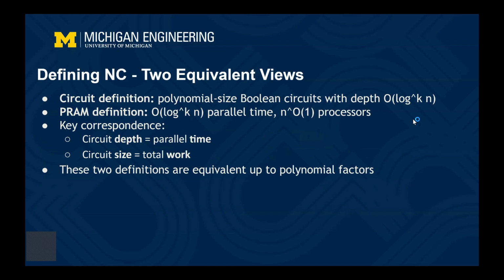NC has two equivalent formal definitions, and understanding both is useful. From the circuit side, we think of a problem as being computed by a family of Boolean circuits, one per input length, where the depth is polylogarithmic and the size is polynomial. From the algorithmic side, we use the PRAM model, where many processors share memory and take synchronized steps. The beautiful insight here is that depth and parallel time are the same thing. If we can evaluate different levels of the circuit simultaneously, depth is exactly how many rounds of parallel computation we need. Next slide, please.